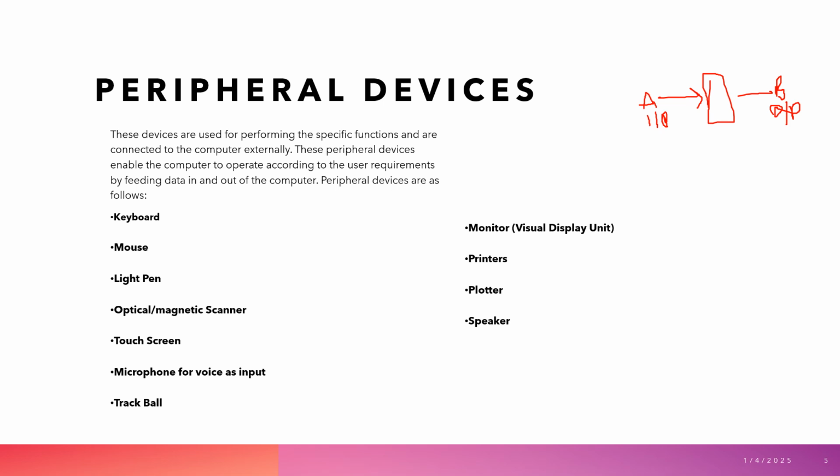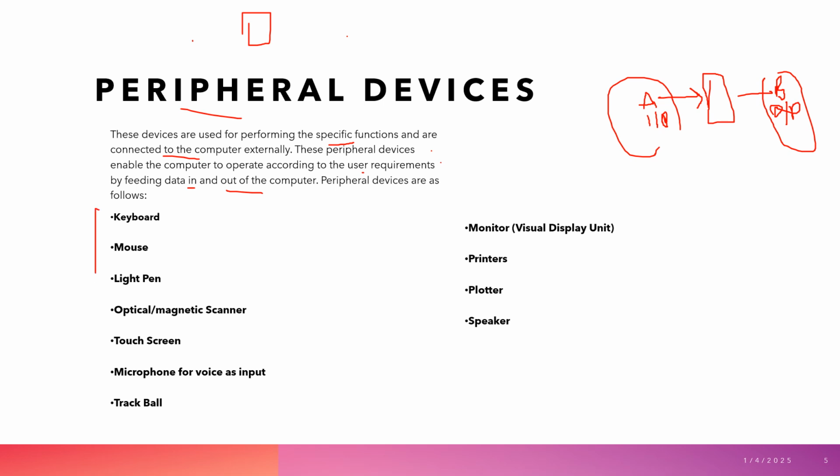The next topic we have is peripheral devices. The word peripheral means extreme ends, right? So the devices that are connected to the computer on its extreme ends for input and output are known as peripheral devices. These devices are used to perform specific functions and are connected to the computer externally, as I just explained. These devices help the user to interact and specify their requirement by feeding the data in and out of the computer. So the peripheral devices can be input and output devices.